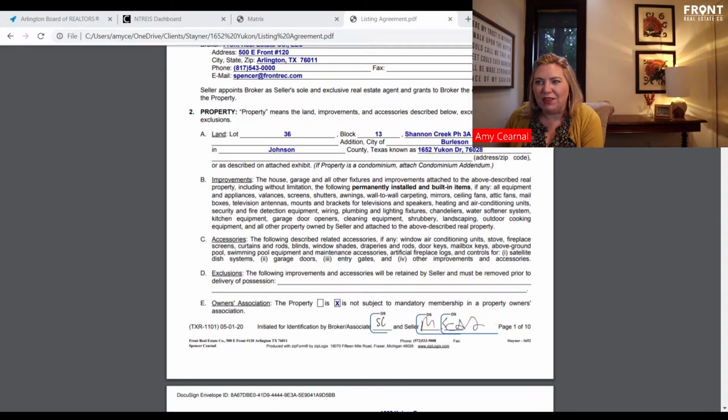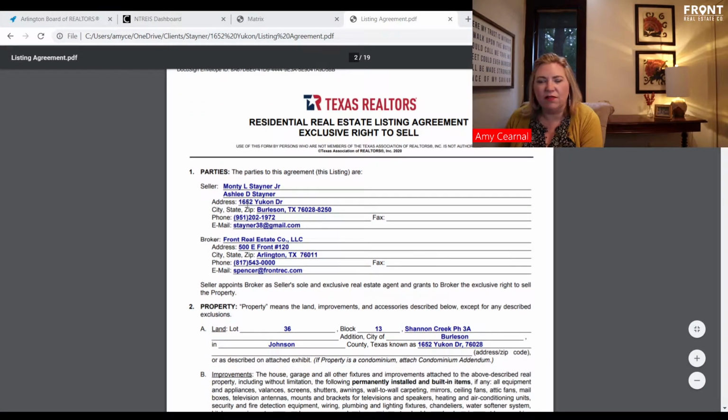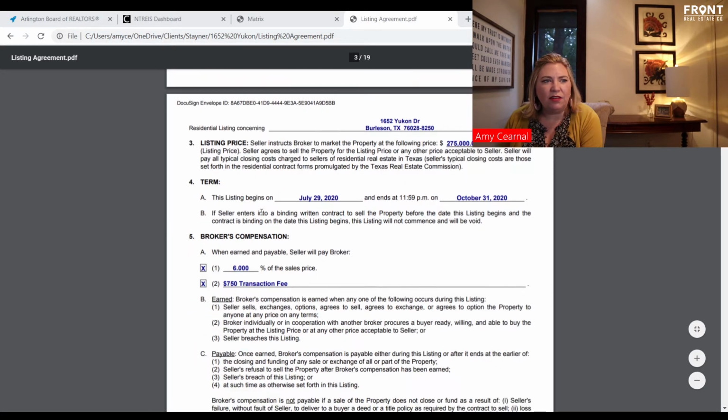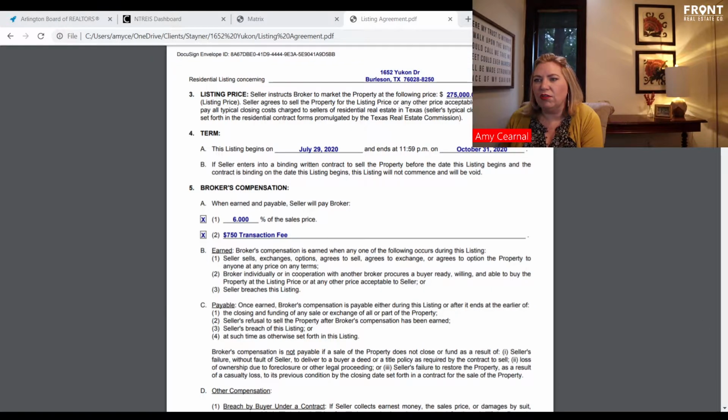And let me preface this with, all of this may be different based on what brokerage you're with, but this is what in general, and this is what my folks are doing. So this is a listing agreement. You can see it's that exclusive right to sell. Down here on page 2, we have our listing price that was set right up here, then term, and then broker compensation. When earned and payable, seller will pay broker blank % of the sales price.